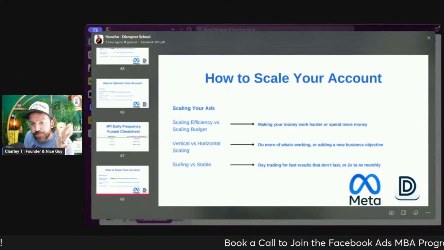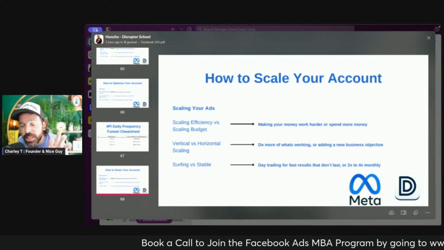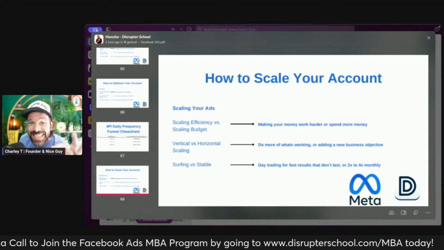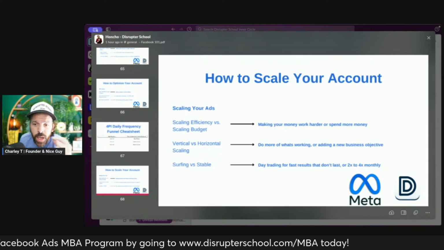Okay, so anyway, scaling your efficiency versus scaling your budget. Understanding what you need to do. Can you make your money work harder? Or is it good enough that you can add a little bit of budget? Which ultimately brings us to the second thing.